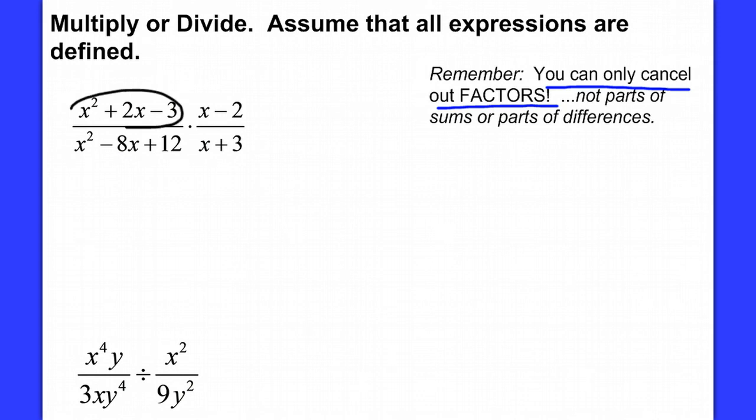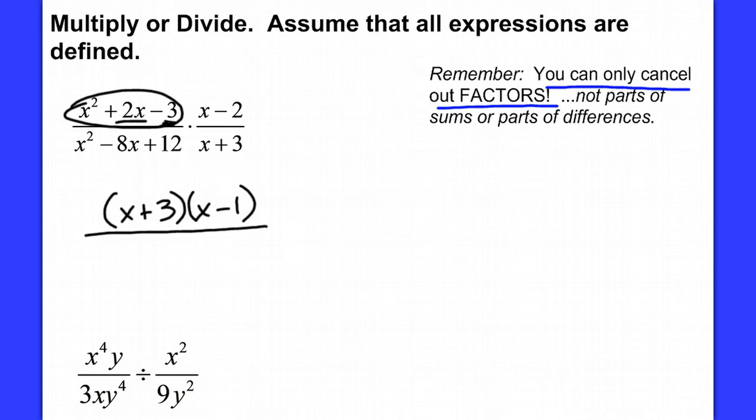We factor x squared plus 2x minus 3, looking for factors of -3 that will make 2x. And hopefully you're already saying, Coach Hunt, it's going to be x plus 3, x minus 1. I know that, okay? We are getting pretty comfortable with factoring. Looking at the bottom one, the denominator, we should be able to pick up on the factors of 12 that will add to make -8. And real quickly, that would be x minus 6, x minus 2.